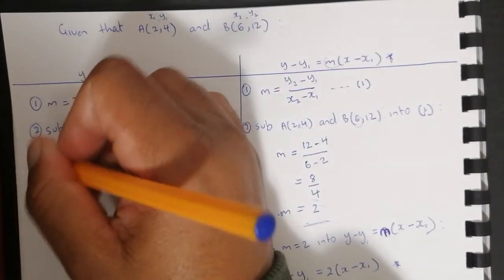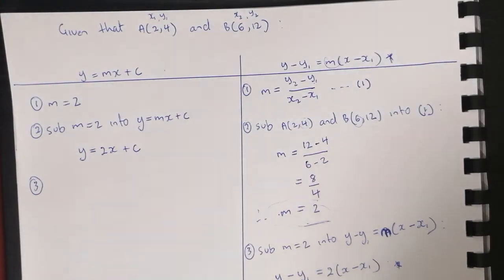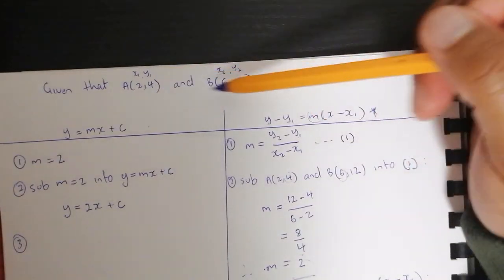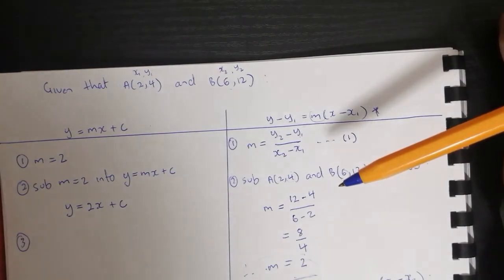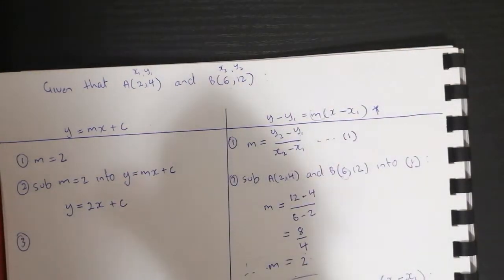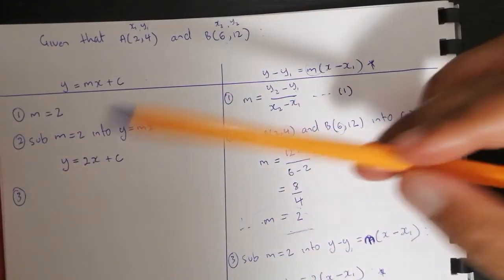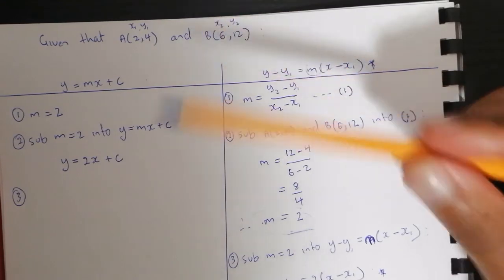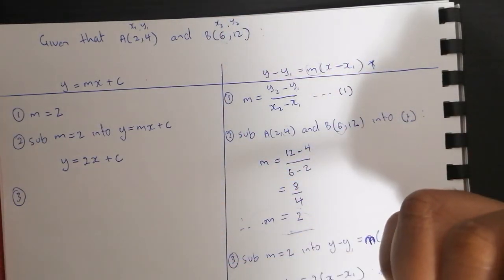And then step 3. Now in this case, because there's no y-intercept, you can use either one of these two values to find c. So I'll show you both examples in this case. So I'll first use A and then I'll use B to see if we get to the same value of c.